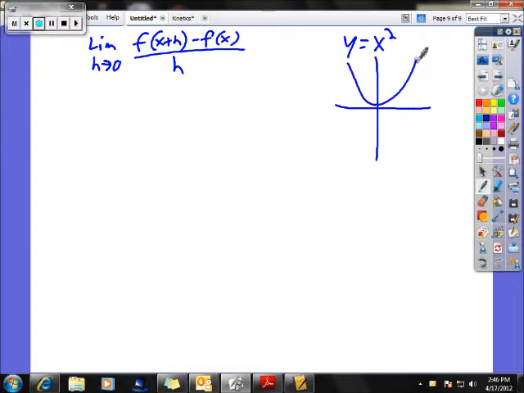Just this parabola, right? Well, let's say I want to find the slope at x equals 3. So here's 1, 2, 3. So here's the point I'm talking about. What I want to know is the slope right there at that one point. Okay? So we're going to use this limit to figure that out.